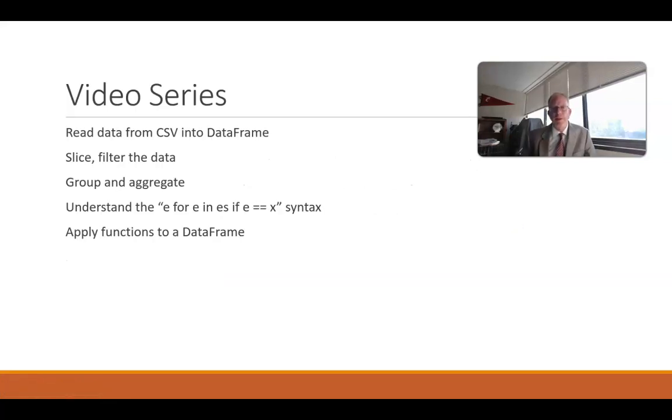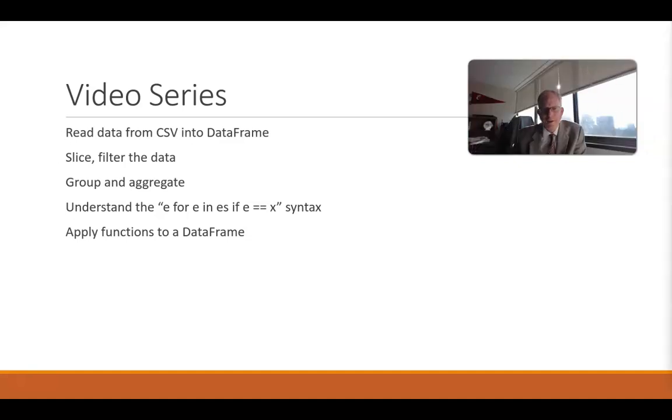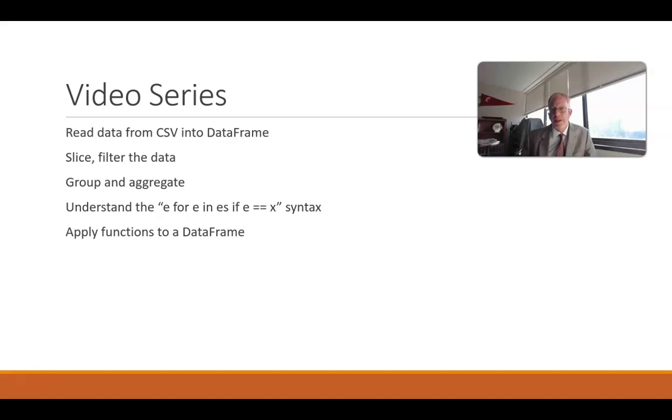This video, we're going to read the data from the CSV into the data frame. In the video that follows, we're going to slice and filter the data. In another video, we're going to take a look at grouping and aggregation. We're going to take a look at string slicing. We're going to understand a kind of funny loop and conditional syntax that we have in Python that goes for and if. And then we're going to see how to apply functions in a data frame. Again, each of these will basically be separate videos.